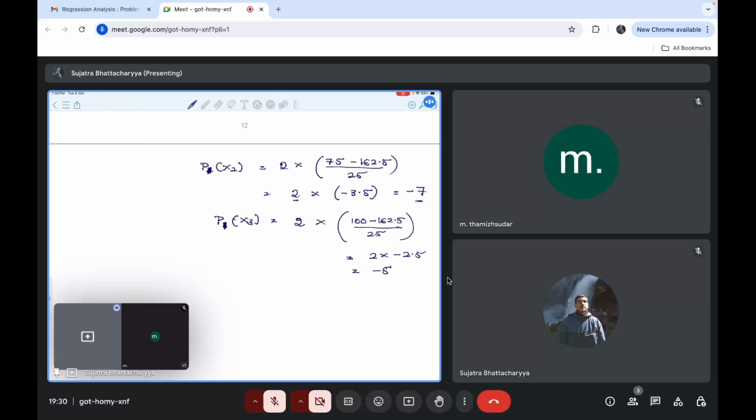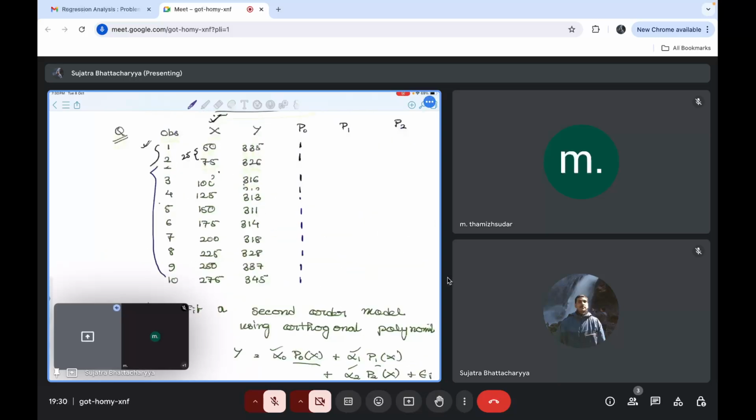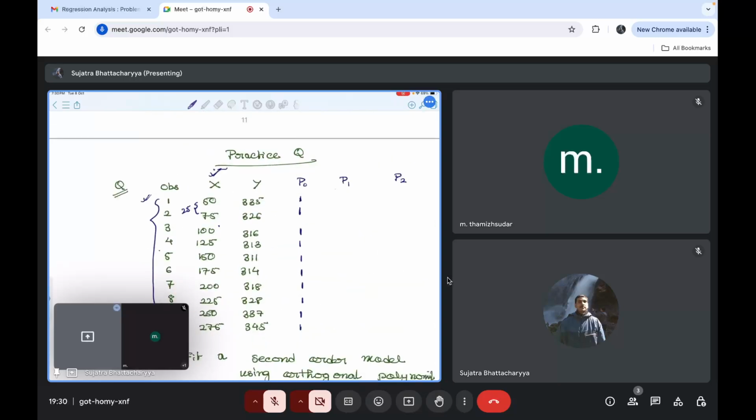Similarly, you can calculate further. I will just fill up these values of P1. You'll find that this is minus 9, minus 7, minus 5, minus 3, minus 1. After this, it will just repeat, but with a positive sign: 1, 3, 5, 7, 9. When you start calculating, you will understand that this is a repetition. So this is how the P1x are calculated.